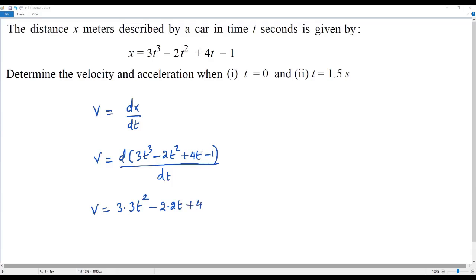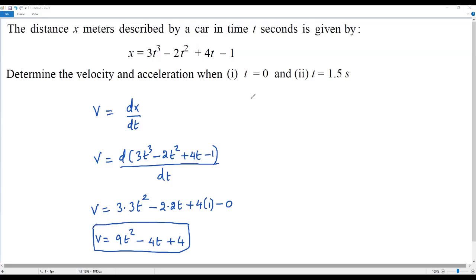Positive 4 is a constant multiplied by the variable, so we can keep the constant 4 as it is. When I find the derivative of t with respect to t, I'm getting 1. Negative 1 is a constant, and the derivative of a constant is 0. Now let's simplify. 3 times 3 is 9, so 9t², negative 2 times 2 is 4, so 4t, positive 4. Now I got the velocity function.